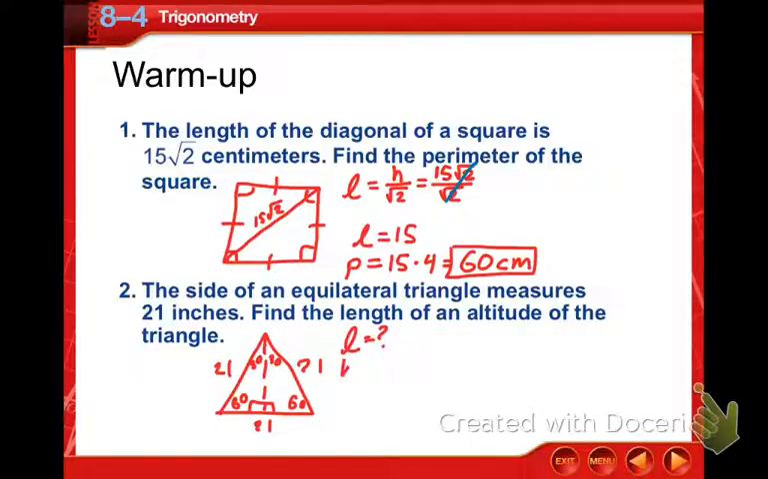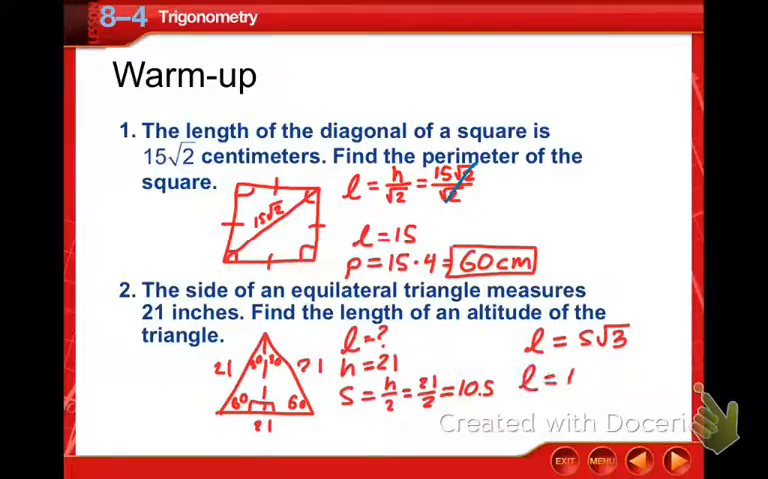We have that our hypotenuse is the 21, and our short side is going to be half of our hypotenuse. So h over 2, so 21 over 2, that's 10.5. To find our L, that's s square root 3. So L is equal to 10.5 times the square root of 3, which comes out to be an L rounded to the nearest tenth of 18.2 inches. And there we go.